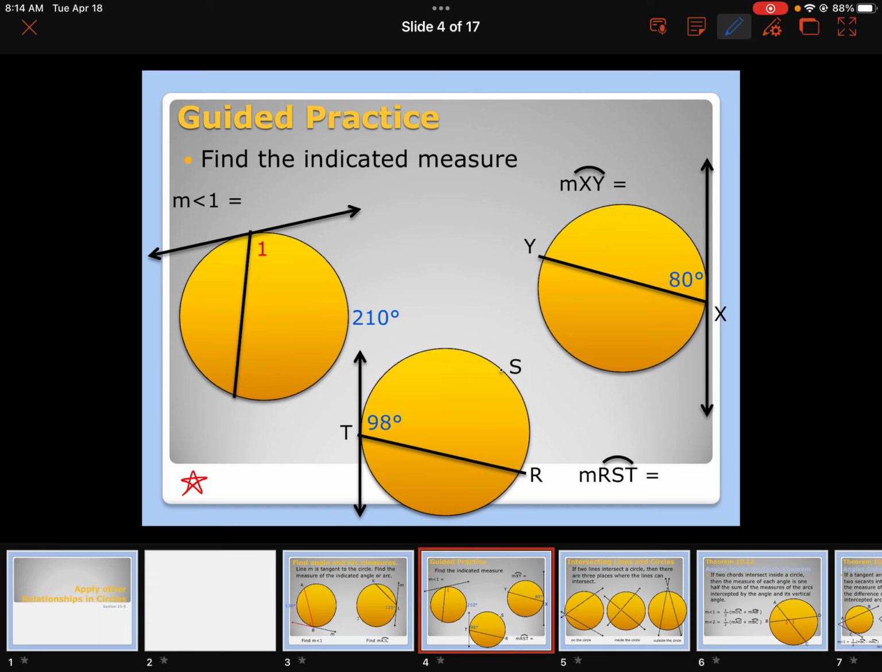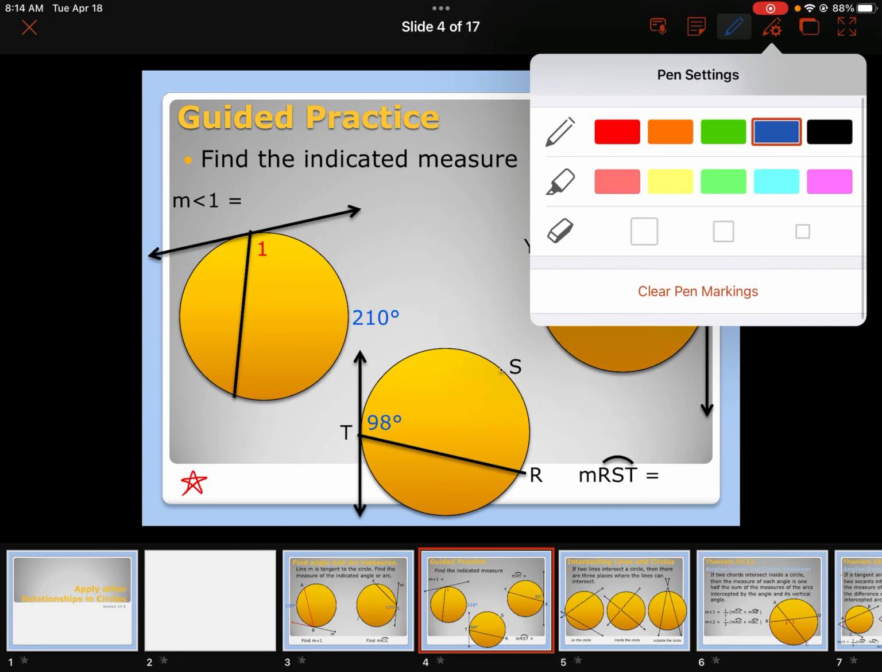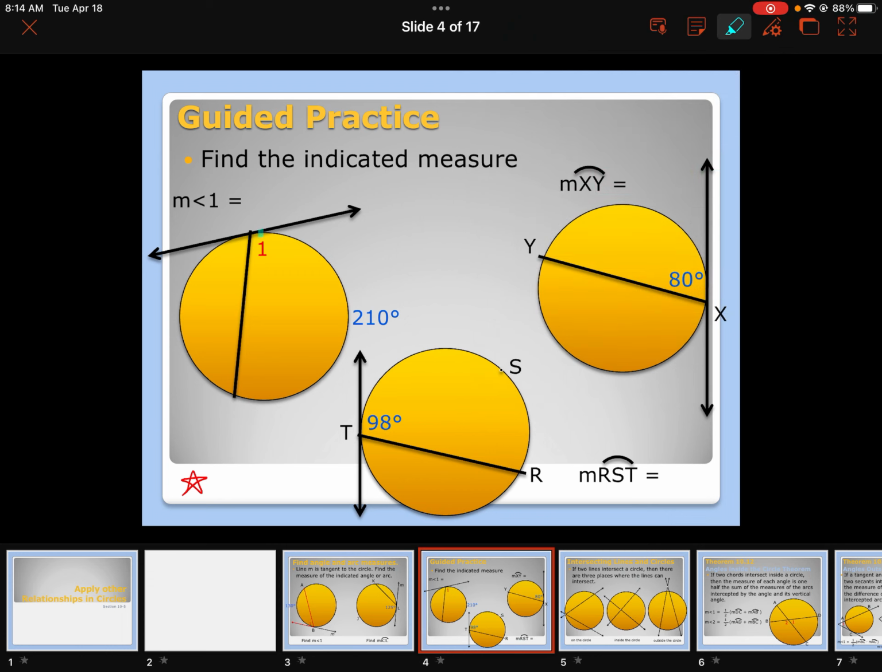Here's some guided practice. We're going to find the indicated angle measure. So we're using that theorem 10.11 again. The measure of our intercepted arc is 210. So the inscribed angle would be half of that. It would just be 105. So that red angle right there is 105.